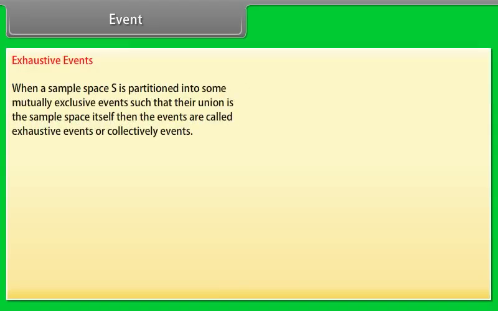Exhaustive events. When a sample space S is partitioned into some mutually exclusive events such that their union is the sample space itself, then the events are called exhaustive events or collectively exhaustive events. To understand it, let's take an example.